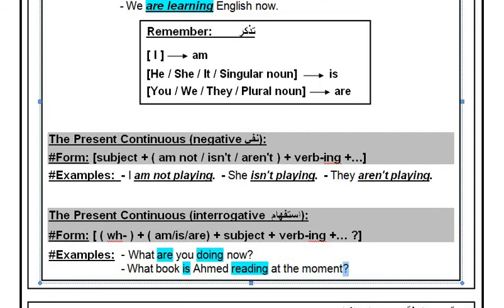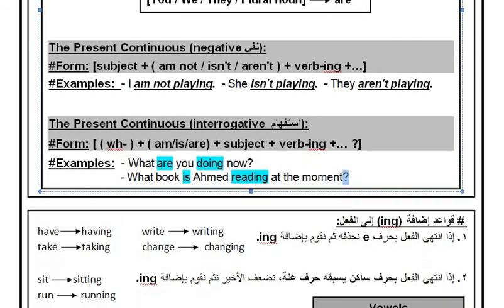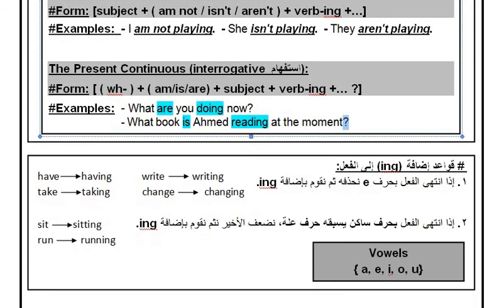Now let's see the notes. في عندكم ملاحظات لإلك عشان تتذكرهم عند إضافة ing as the subject ends with e. إذا الفعل if the verb ends with e إذا الفعل انتهى ب e remove e then add ing. إذا الفعل انتهى ب e احذفه بعدين ضيف ing. Like have, take, write, change.